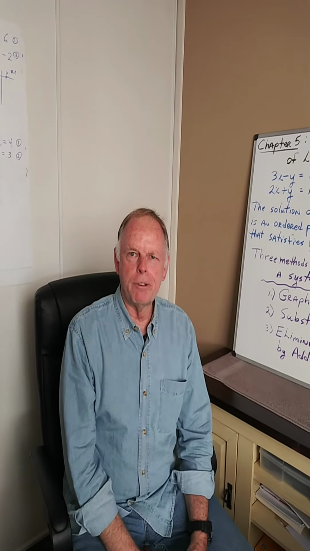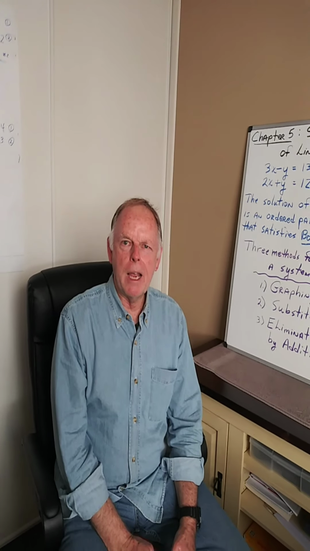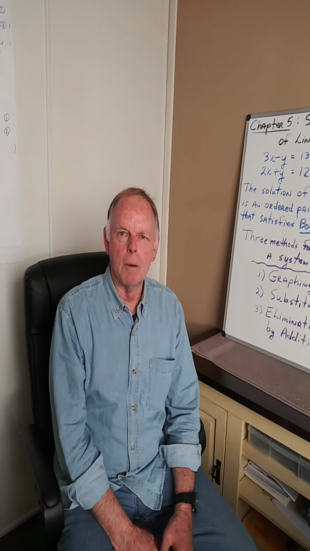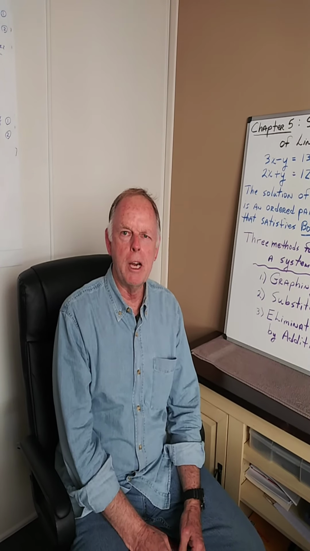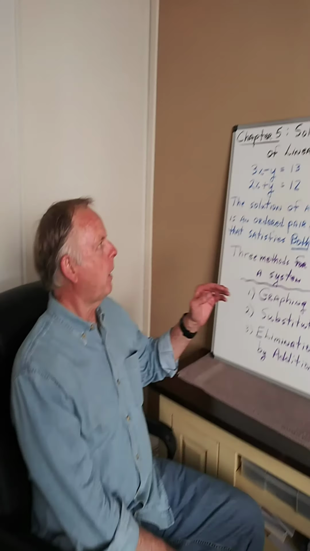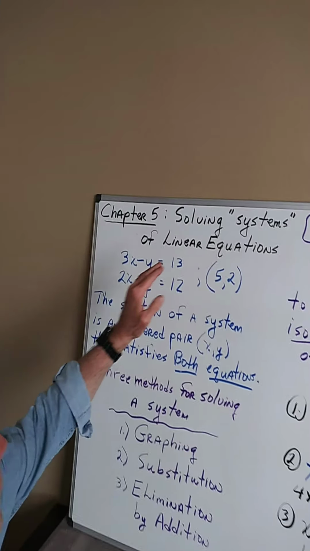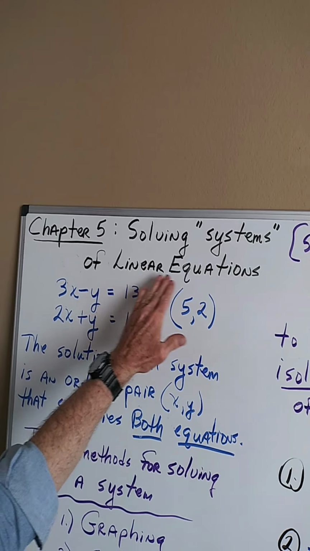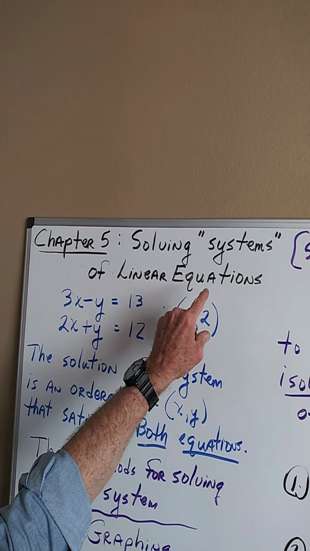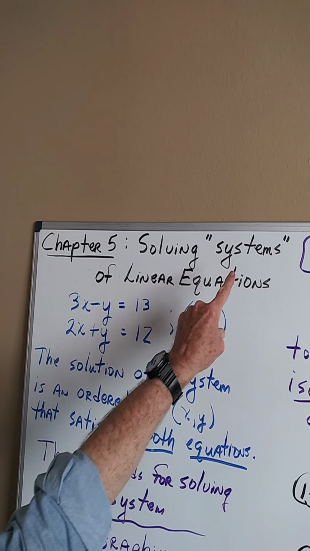We're going to start Chapter 5. And Chapter 5 is an extension of Chapter 4. Chapter 4 was linear equations in two variables. And Chapter 5 is solving systems of linear equations. The key word in that title is systems.